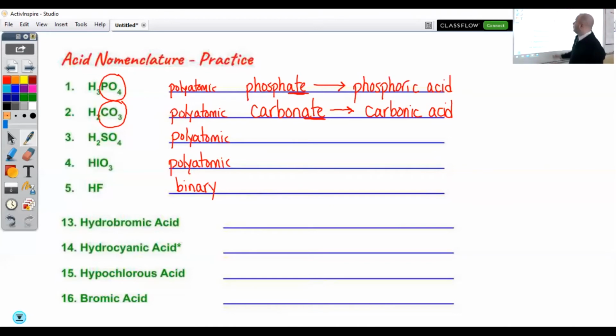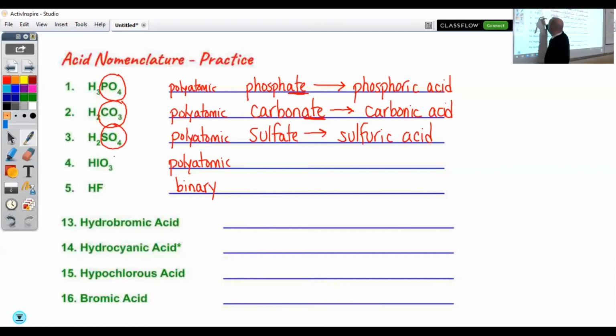Okay, next one. We saw this actually as an example earlier. H2SO4. SO4 is sulfate, so it becomes sulfuric acid. And then finally, our last example like this, we have IO3, which is iodate. So it becomes iodic acid.